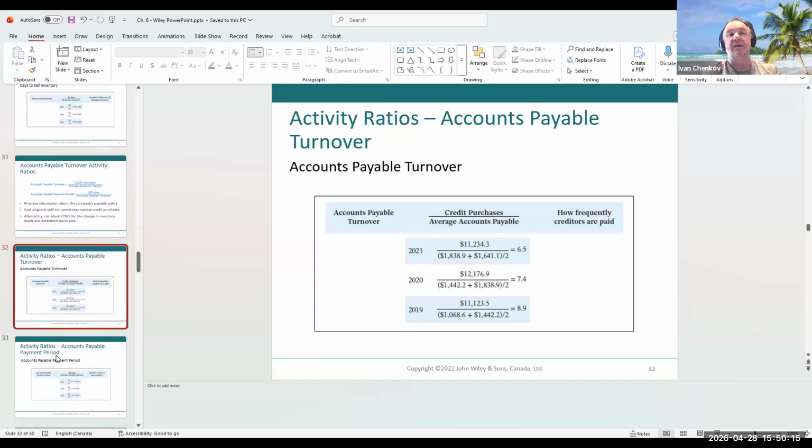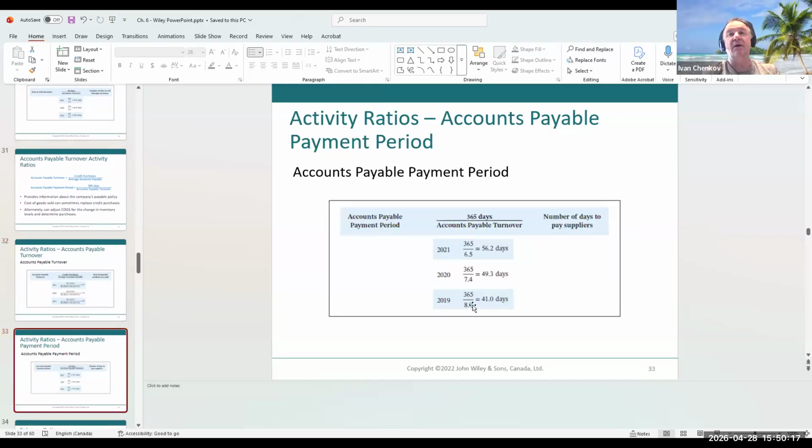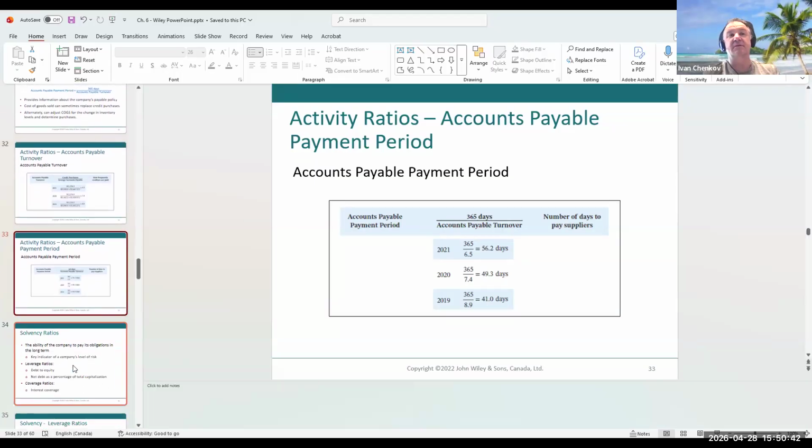What does that mean? That means that they're slowing down on payments. Before, it took them 41 days to pay their credit purchases. Now it takes them 15 more days, or 2 more weeks. They're delaying their payments by 2 weeks compared to 2019. I know the coronavirus happened, but still, that's a lot. 2 weeks in business, that's a lot.